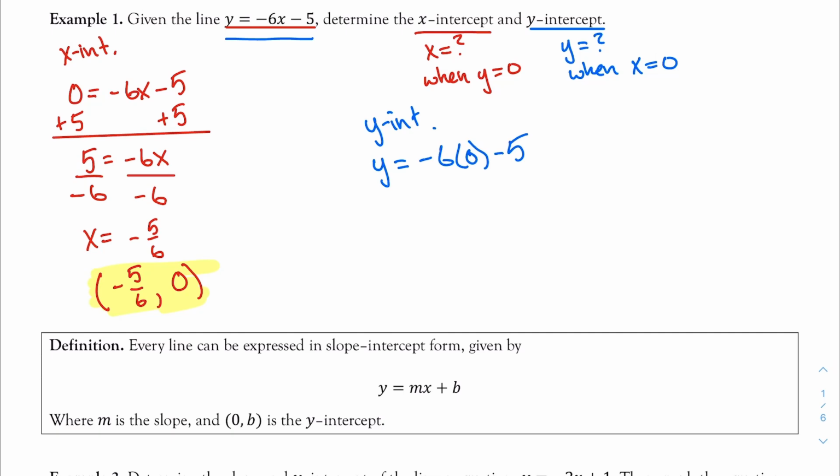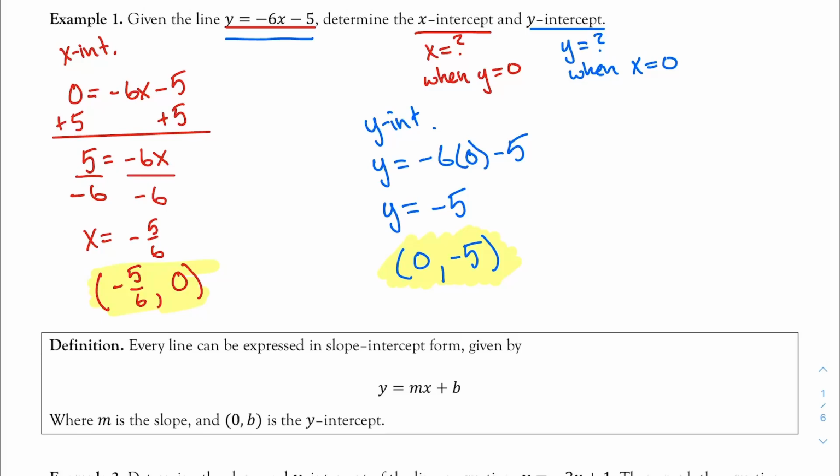Well, all I have to do here is clean everything up and solve for y. If I clean this up, I get y equals negative 6 times 0, which is 0, minus 5, so I just get negative 5. And once again, this is not my final answer for the y-intercept. This is just a number. I want the point (0, whatever my y value is), in this case negative 5. So I claim that this is my y-intercept. So we just had an example where we found the x-intercept and the y-intercept.